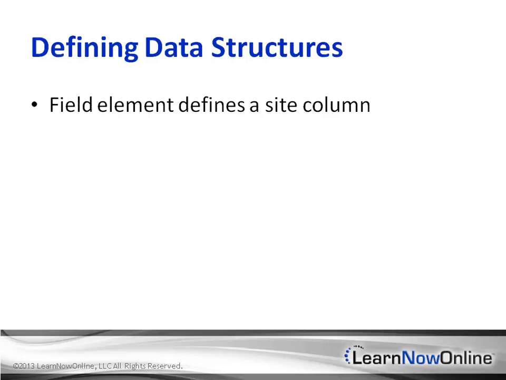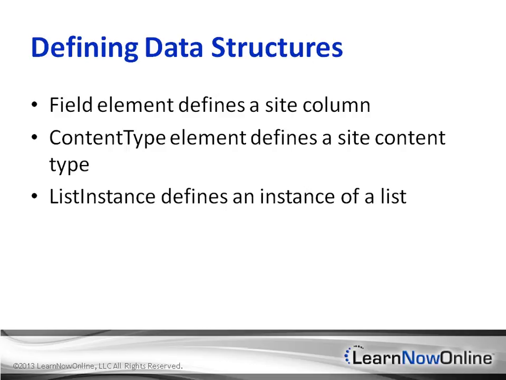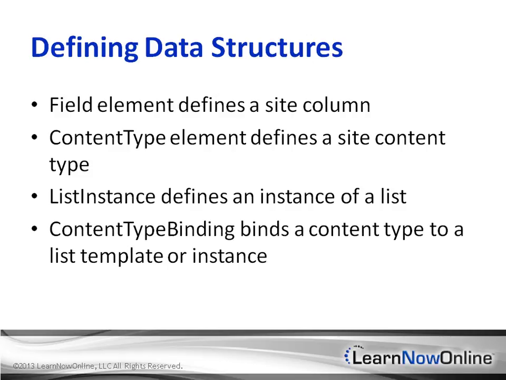So to define those data structures that we were just talking about, the field element is used to define a site column. The content type element is going to define a site content type. And then to get an instance of a list, we use list instance. And then for a list template, if we want to bind a content type to it, we use the content type binding element to bind that content type to the list template or instance.